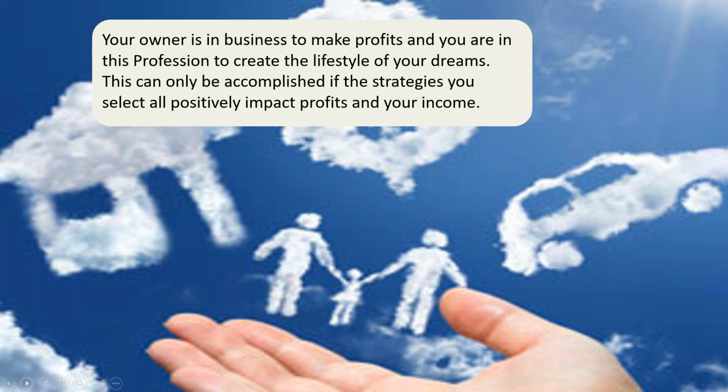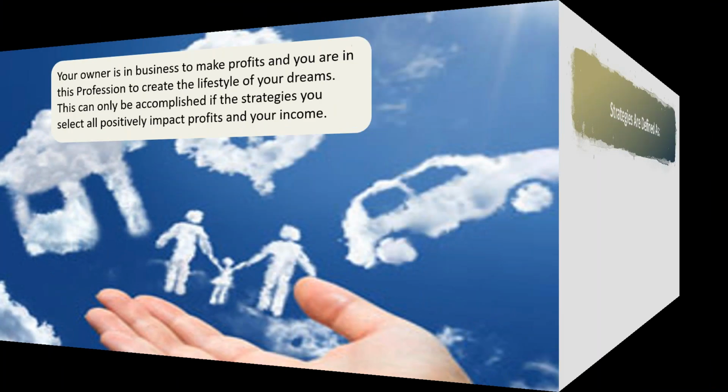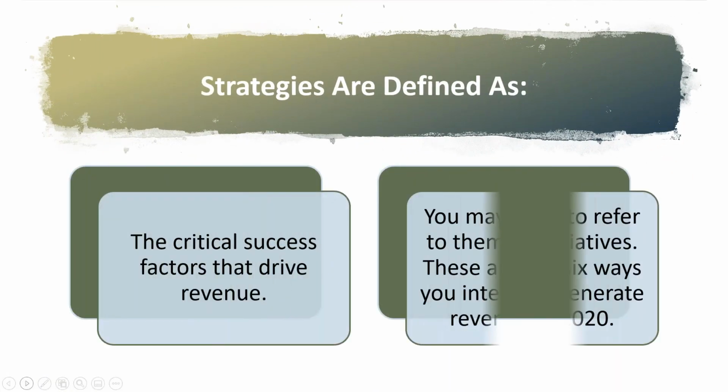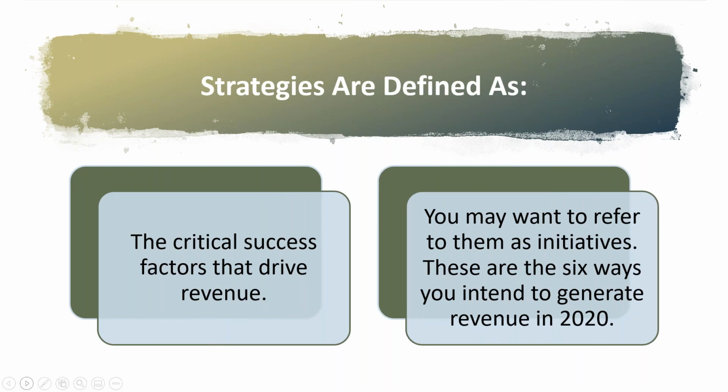And so, you don't have to be an owner or a manager to think about what are the 6 things I'm going to do next year that are going to make money? What am I going to do different that's going to generate income? A strategy is defined as a critical success factor that drives revenue. So you may want to refer to them as initiatives. These are 6 ways you intend to generate more revenue in 2020.